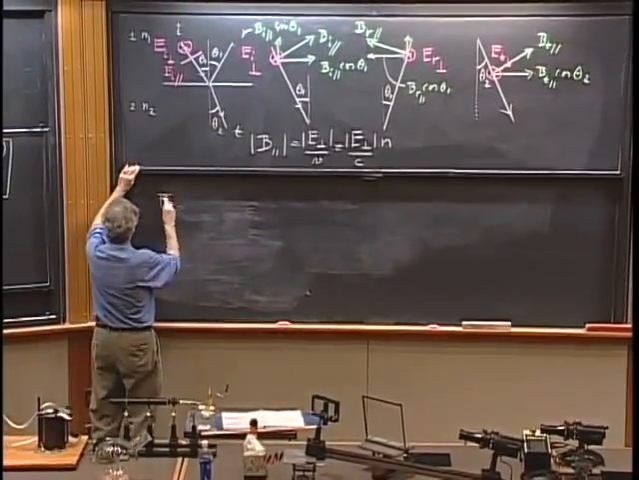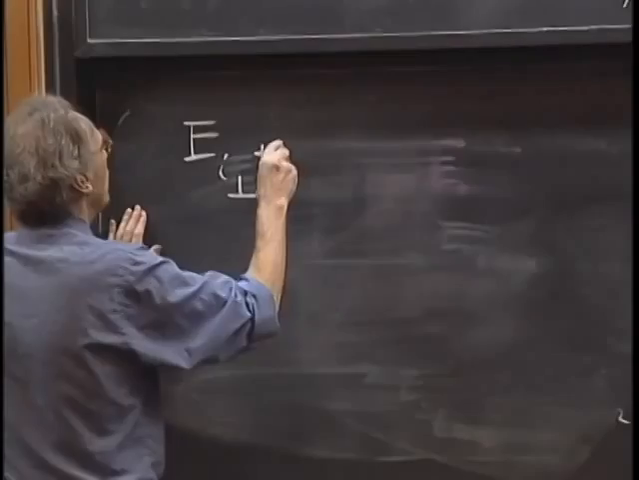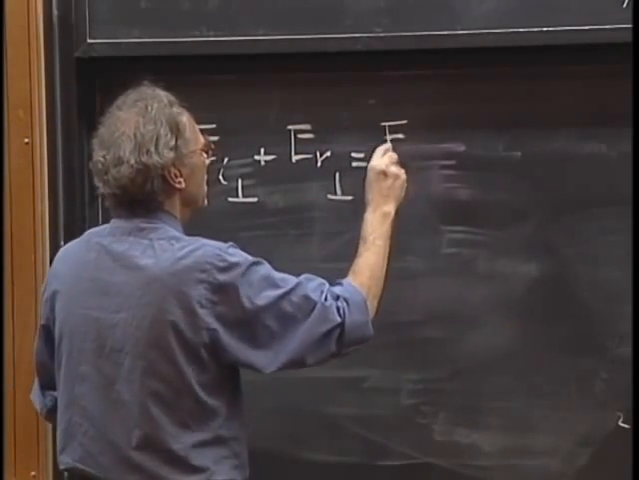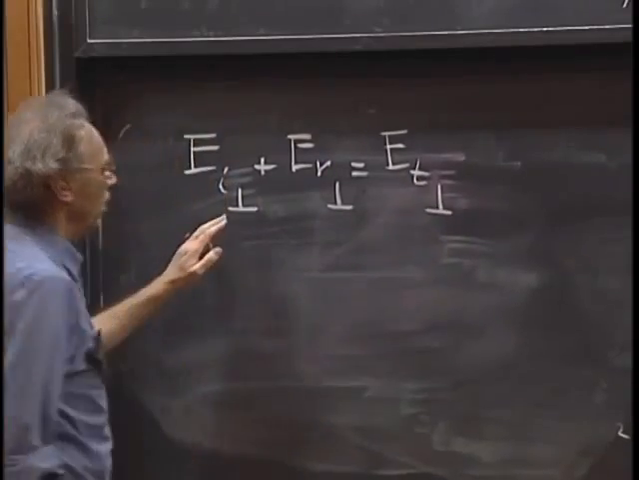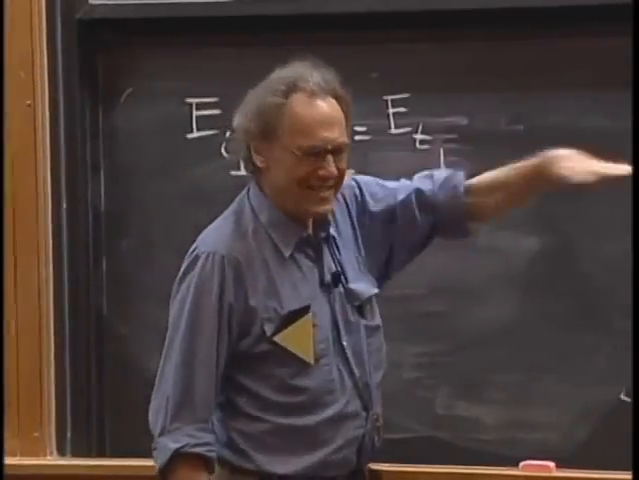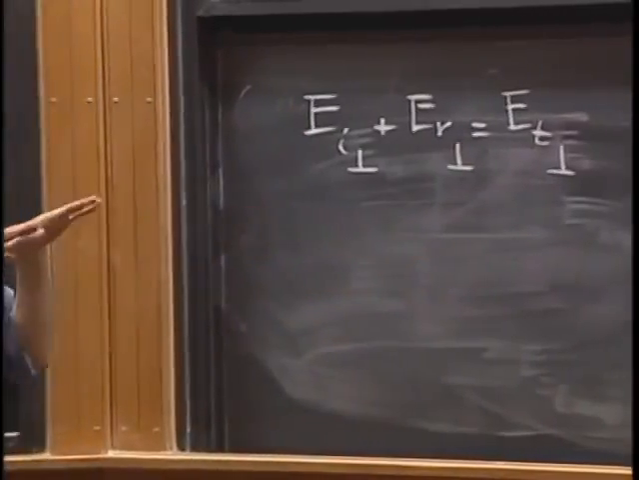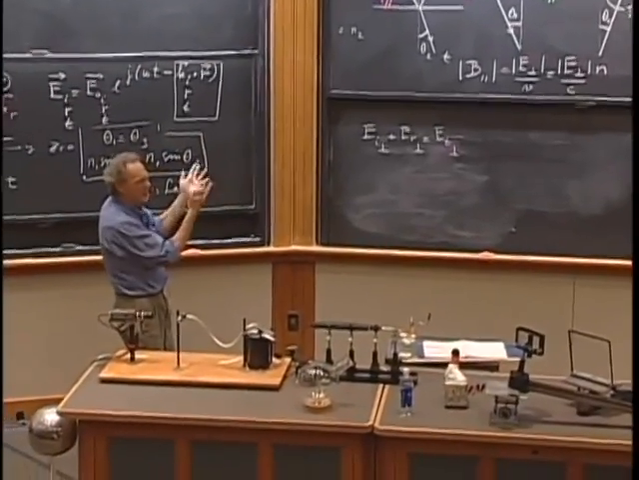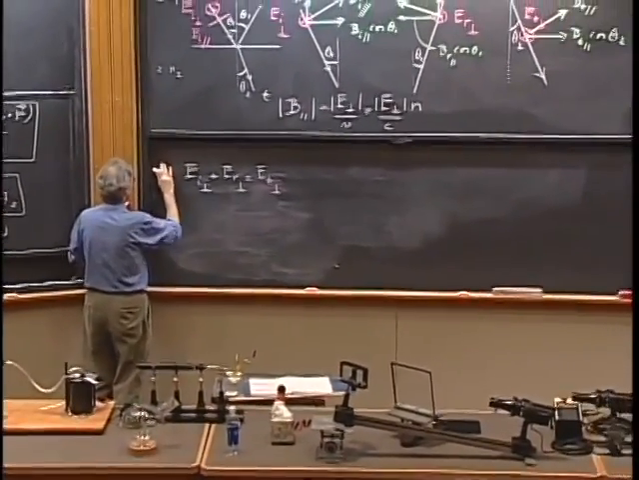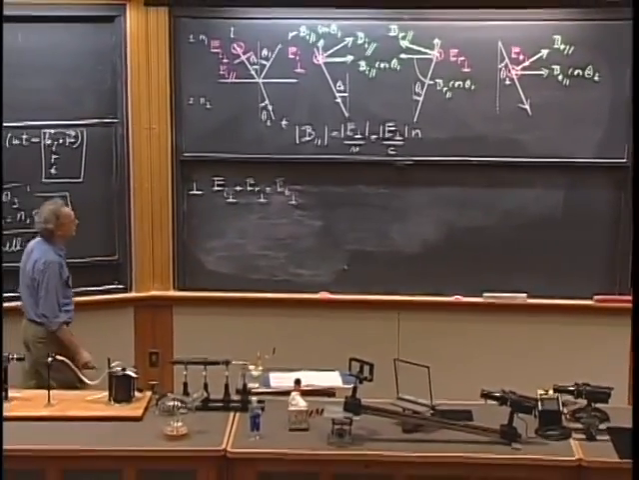So we get E incident perpendicular plus E reflected perpendicular must now be E transmitted perpendicular. Because transmitted perpendicular component means in this plane, that is that tangential thing. All these components are tangential. You see now my problem with TANs and Ts. It's awkward. But this is the perpendicular component. So that's a given. That's the boundary condition.